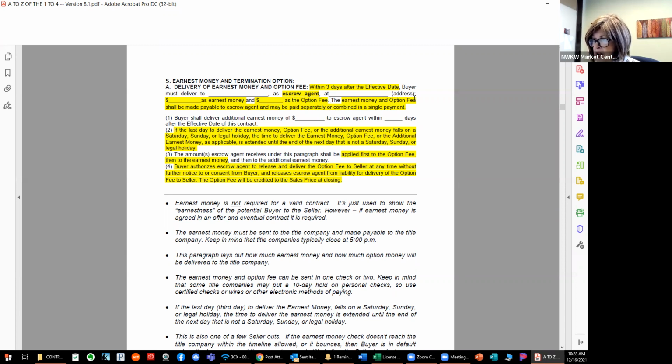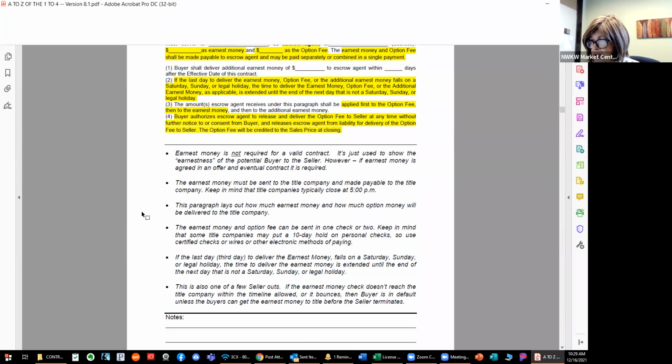And the earnest money and option fee shall be made payable to escrow agent. So both of those checks are going to be made payable to whatever the title company name is, not the title rep, but the name of the title company. If you're not sure about that, call your title rep at the title company and ask them the name that should go on there. Just know if it's TNT Title, or Stewart, or whoever it is, and put that in there. So you're going to have a blank to put the earnest money and a blank to put the option fee.